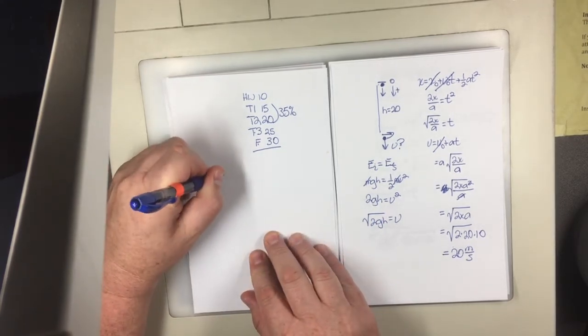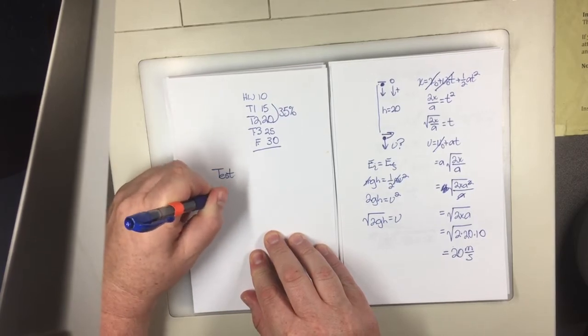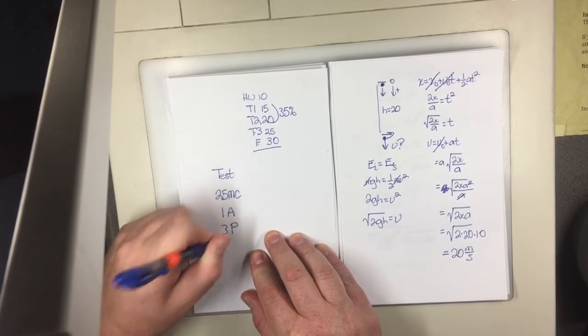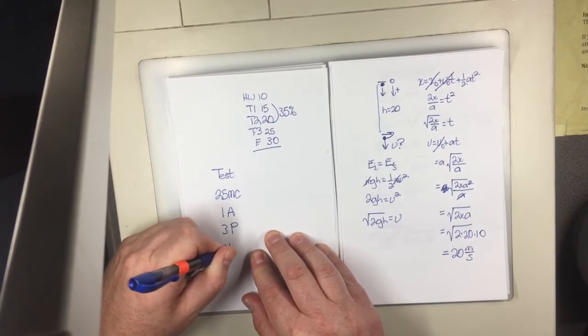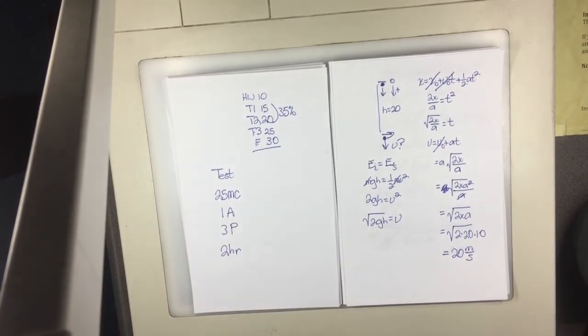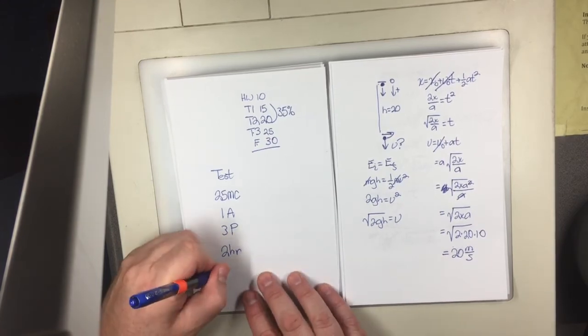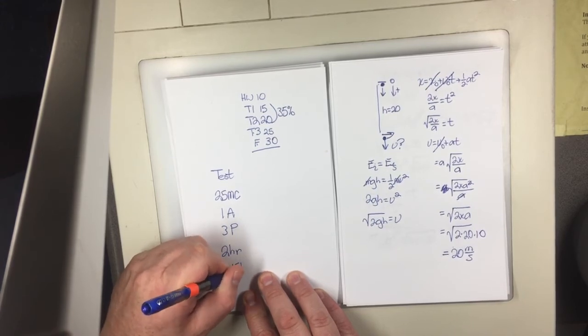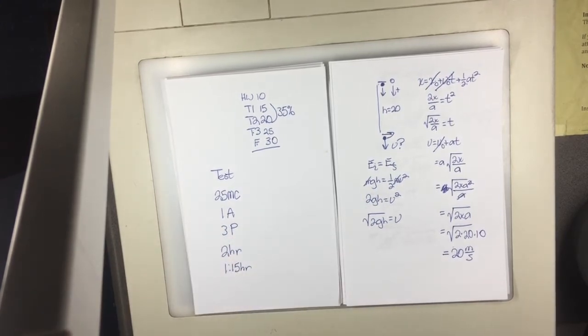A test is 25 multiple choice, 1 appetizer, 3 problems, and realistically for a summer you got 2 hours. But during a normal semester they only get an hour 15. The class, majority-wise, for tests 1 and 2 get done at about an hour 15, and I was pleased with that.